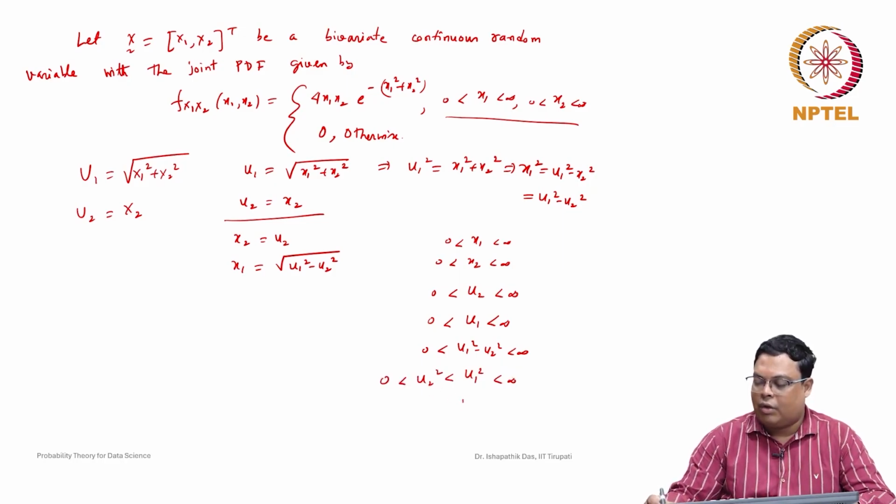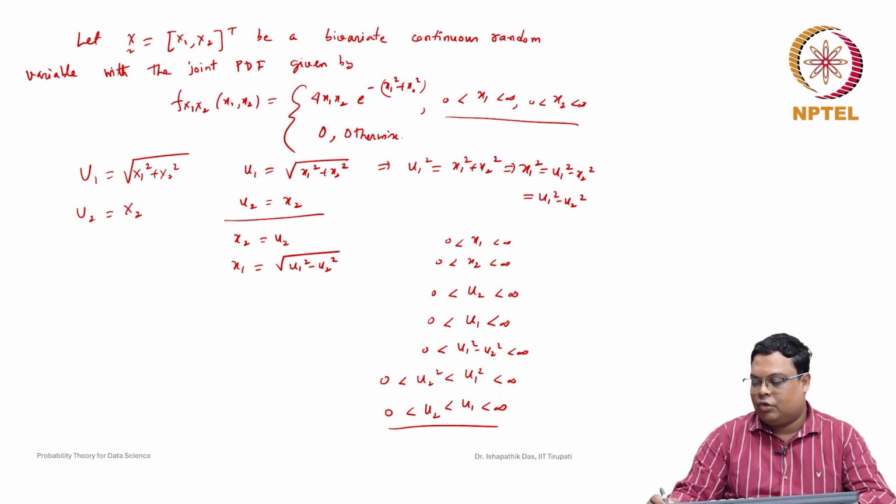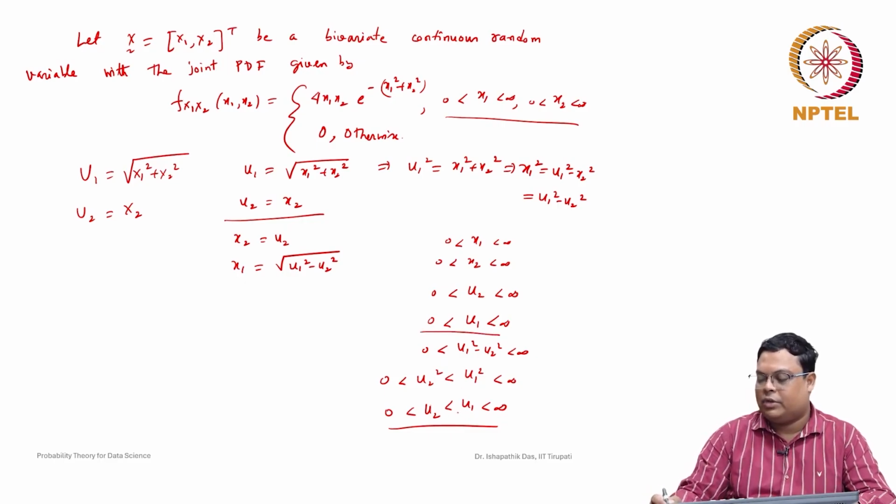Now, if we consider the square root, because all are positive, we will take the positive square root. Then the range of the transformed random variable will be modified to this: u2 from 0 to infinity, and u1 greater than u2 and less than infinity. From here, u1 has to be greater than 0 and less than infinity, because u1 has to be greater than u2. Now, we will find the Jacobian.